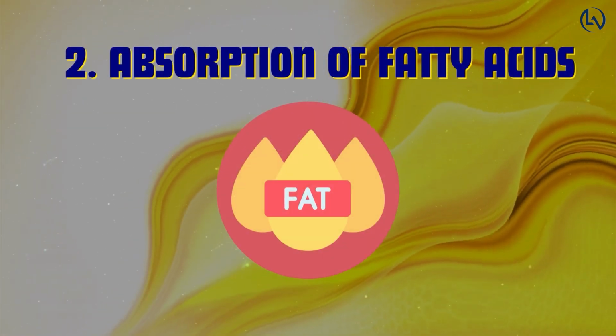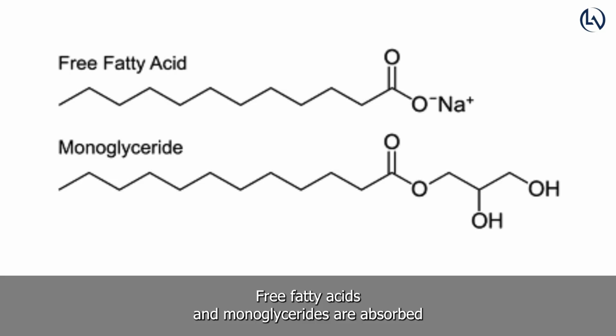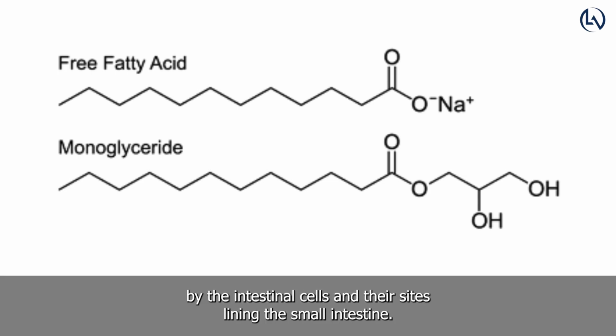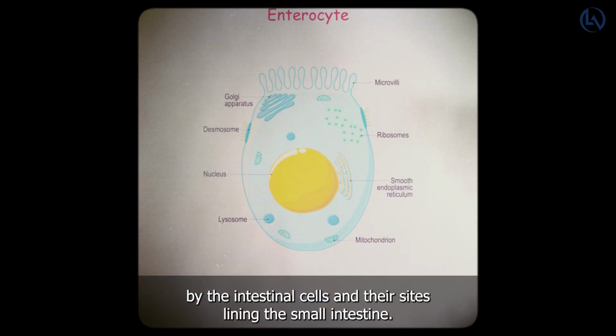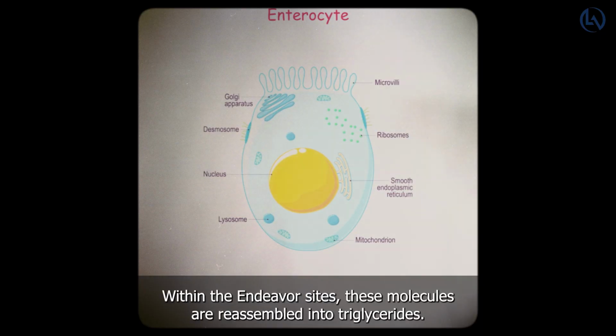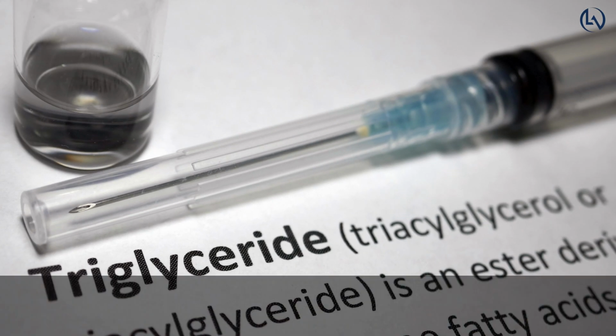Absorption of fatty acids. Free fatty acids and monoglycerides are absorbed by the intestinal cells, enterocytes, lining the small intestine. Within the enterocytes, these molecules are reassembled into triglycerides.